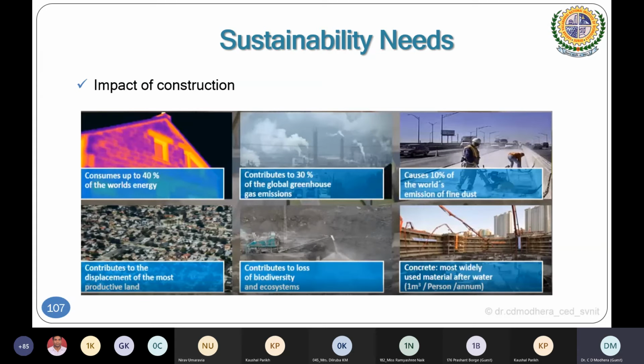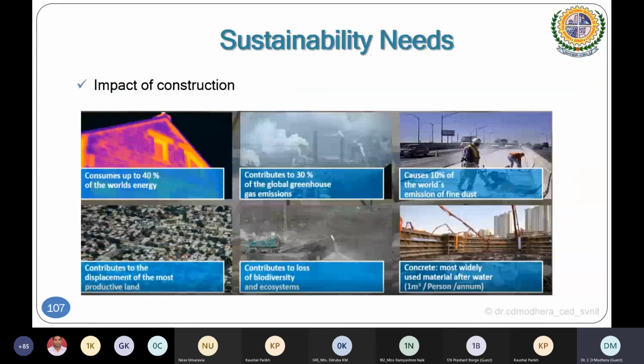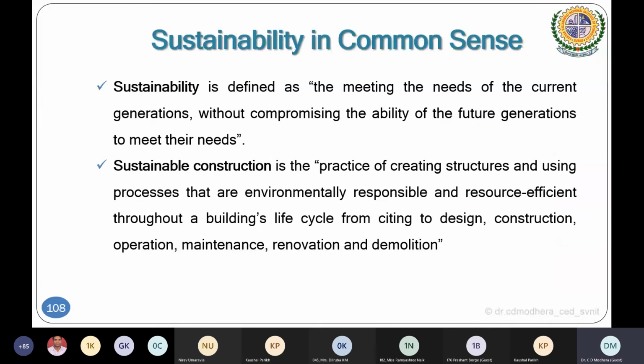And it is the most widely used material after water. So these are the things: 1 cubic meter per person per annum. I have taken this from the American Concrete Institute magazine, and it is well documented, and I am just giving it to show what the impact of construction is.